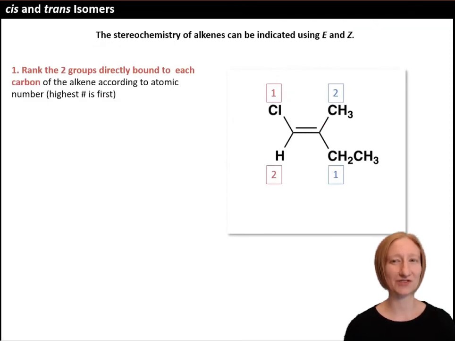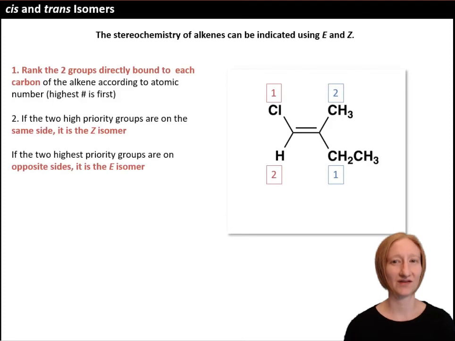Then we look to see if the two high priority groups on each carbon are on the same side or different sides of the alkene. If they're on the same side, then the alkene is the Z stereoisomer. And if they're on opposite sides, the alkene is the E stereoisomer. So in our example, the two high priority groups are on opposite sides of the alkene, so this is the E stereoisomer.